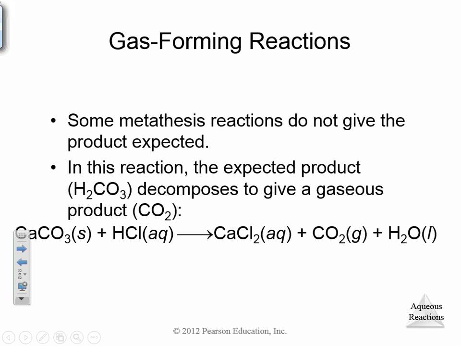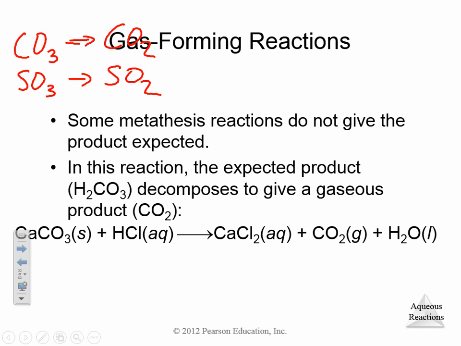Now there are a couple of exceptions when acids and bases react, or when acids react with solids. Those two examples are what we call gas-forming products. Our two culprits are carbonate, CO3, and sulfite, SO3. They both like to form gases. Carbonate likes to form carbon dioxide, and sulfite likes to form sulfur dioxide. So those are the two exceptions to this rule.